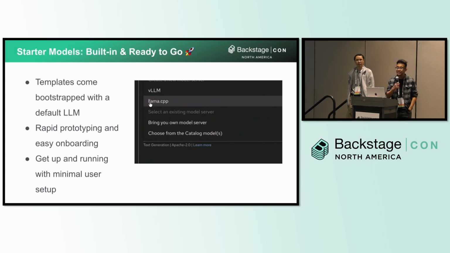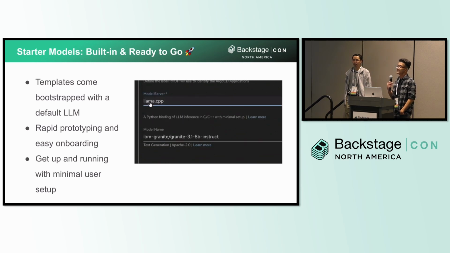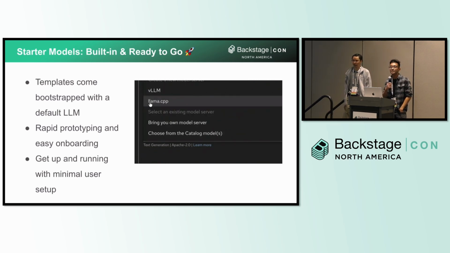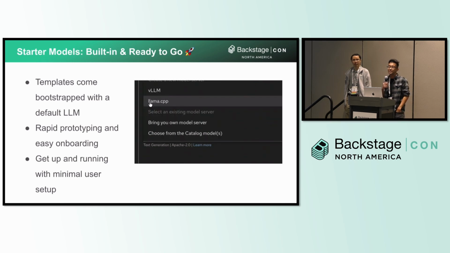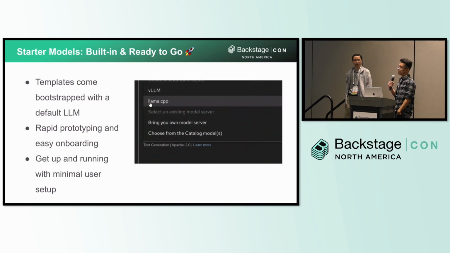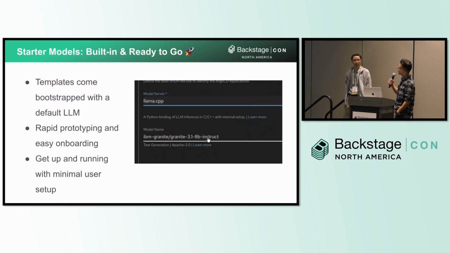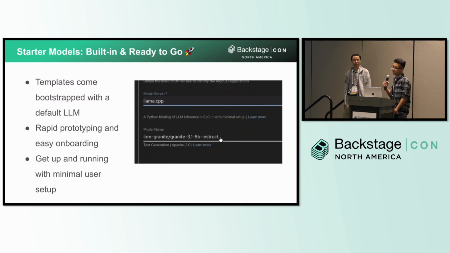In this strategy, we have bootstrapped the model runtime and the LLM with the software templates. The advantage with this approach is that developers can quickly get prototyping with their applications, and they can easily onboard with minimal configuration from their side. So you just go through the software template creation process, create a component with minimal user input, and you have a model runtime and a model that's up and running, and you can use your application with it. As you can see from the GIF over here, I'm simply choosing a model runtime, let's say Llama CPP, and the Granite model that comes bootstrapped with this specific software template.